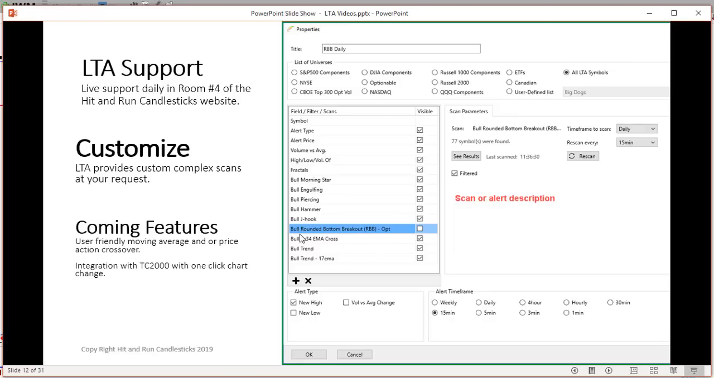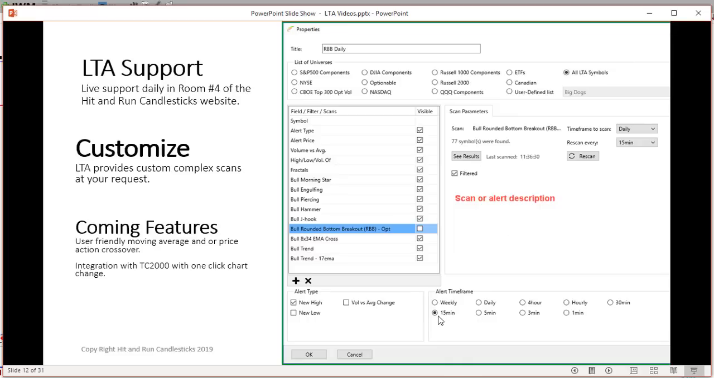It's the bull rounded bottom breakout dash OPT. We're calling that for options; we may change that name. This one is cut back to 5% rather than 10% because I do trade options. I've got this set to a daily. This particular thing is not live right now, but there were 77 possible stocks found. If I wanted to see the results, I could see them right in here.